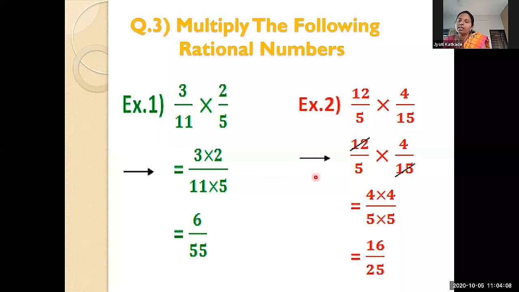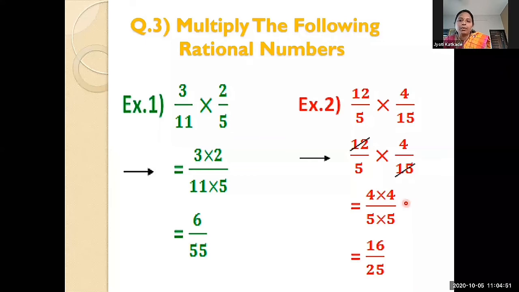Now, second example is 12 upon 5 into 4 upon 15. Now, we can divide 12 and 15 by 3. Okay. Now, 3 4s are 12 and 3 5s are 15. Okay. So, next step is 4 into 4 divided by 5 into 5. How is there 4 instead of 12? Because we divide 12 by 3. In the table of 3, 12 comes at the number 4. Means we get 4 into 4 divided by 5 into 5.